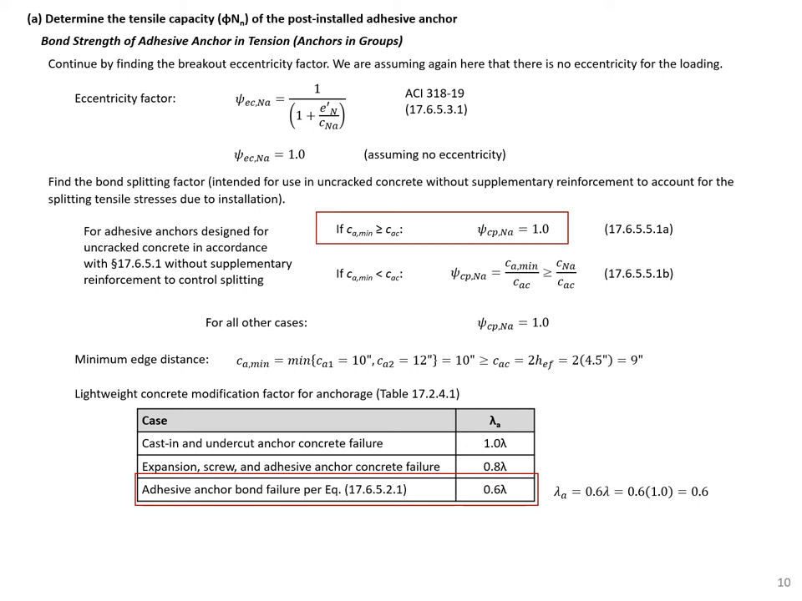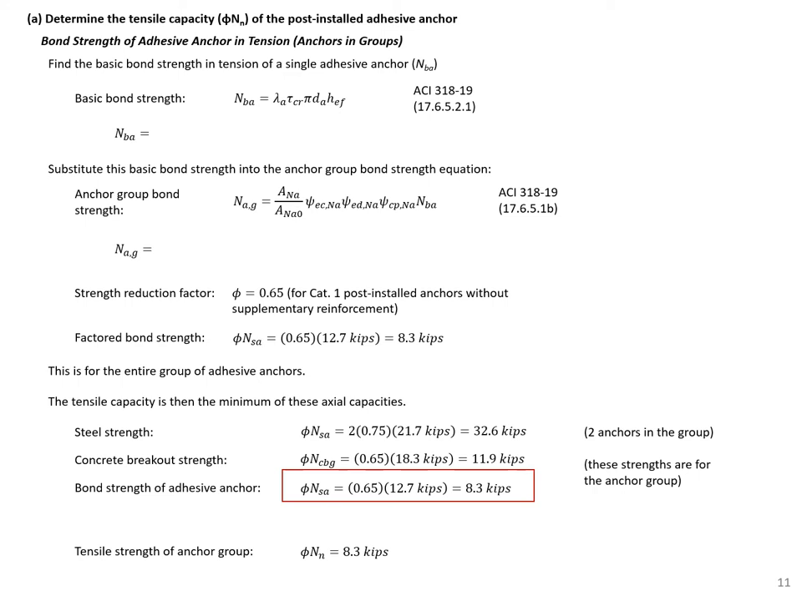We're now ready to find the basic bond strength and the anchor group bond strength using our ACI 318 equations. So first, our basic bond strength, N sub BA, is going to be equal to lambda A, so 0.6, times our strength of the adhesive, 1.35 ksi, times pi, times the diameter of our anchor, 0.75 inches, and then times the embedment length of our anchor, 4.5 inches. So this is essentially the surface area of the anchor embedded in the concrete. So our N sub BA is going to be equal to 8.6 kips.